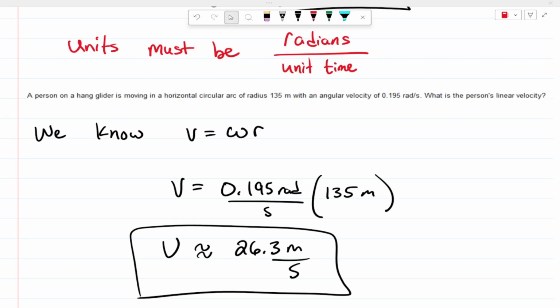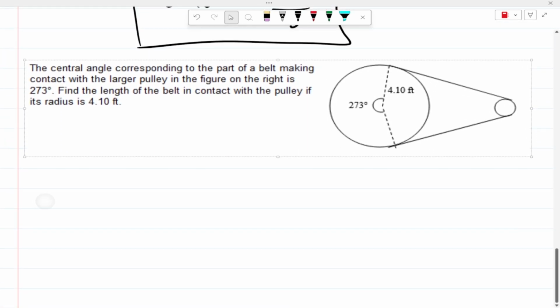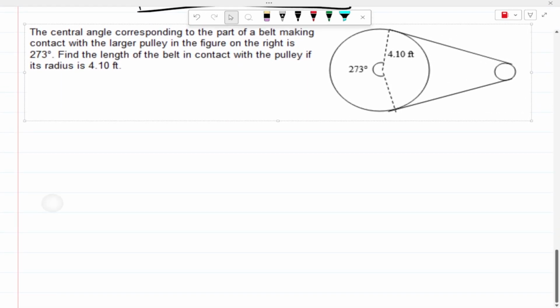The last example we're going to look at here also deals with angular velocity, but we're going to be talking about a pulley system. So the central angle corresponding to the part of a belt making contact with the larger pulley in the figure on the right is 273 degrees. Find the length of the belt in contact with the pulley if its radius is 4.10 feet. So this formula is relating the angle, radius, and arc length. So what we need is arc length right here.